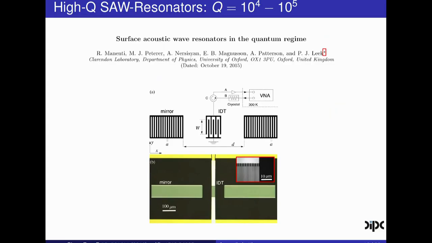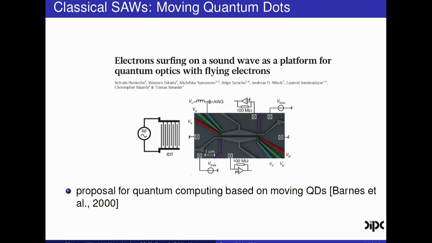And just to show how these things look in papers published on that subject, here is one by the Oxford group. They studied the surface acoustic wave resonators in the quantum regime, and you see here the IDTs to create the waves, and here the periodic mirrors in order to catch them and to contain them. And here is an example of such a waveguide.